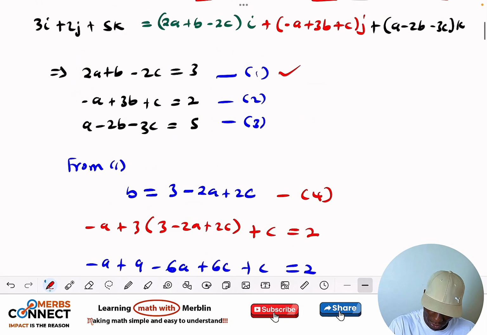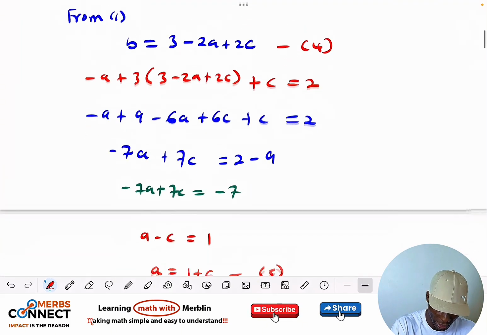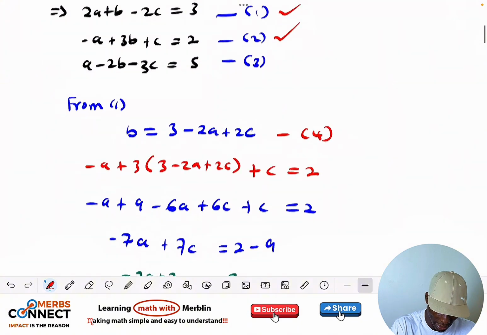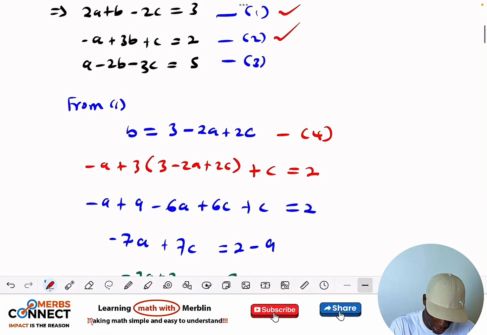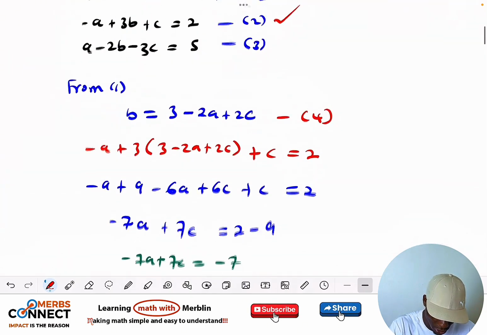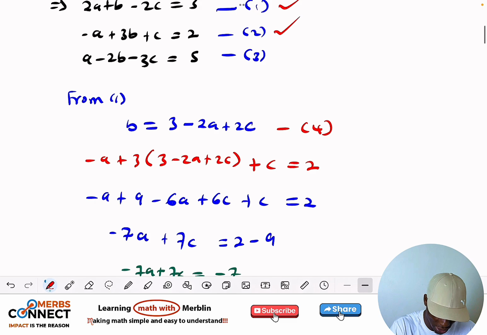Then I've used equation 2, so I'm going to plug equation 5 into equation 3, right? So let's do that. For us to get the other variable, which is c, we can plug equation 4 and equation 5 into equation 3.